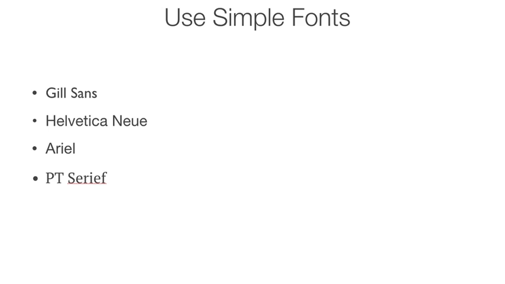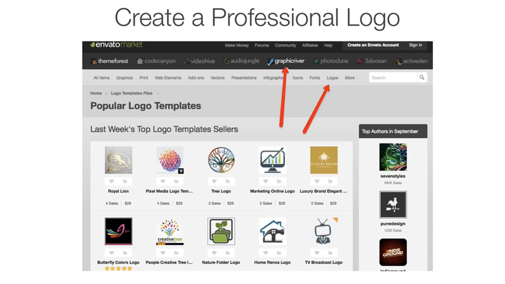The first thing is use simple fonts. If you're doing any type of presentation or PowerPoint, or even inside of the application itself, use very simple fonts. Don't try to overdo it with fancy fonts that are hard to read. Using black text with very clear fonts is fine. Things like Gill Sans, Helvetica Neue, Arial, PT Serif, any type of serif or sans font are usually very good. So just stick with the basics, okay?